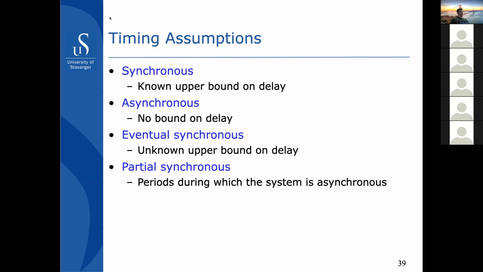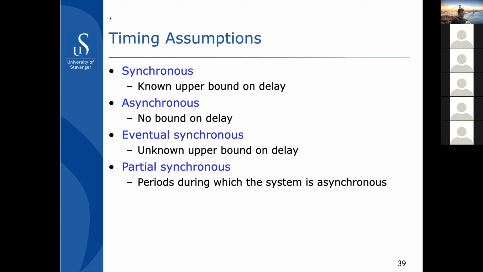For example, we could say that we know in our system that the upper bound of delay can be 10 seconds or 1 minute or 1 hour. We just know there is an upper bound. Then the opposite is the asynchronous model, which tells us that there is no bound. When you send a message, it can be received in 1 second, or it can take 1 year, or it can never be received. There is no bound on delay at all.